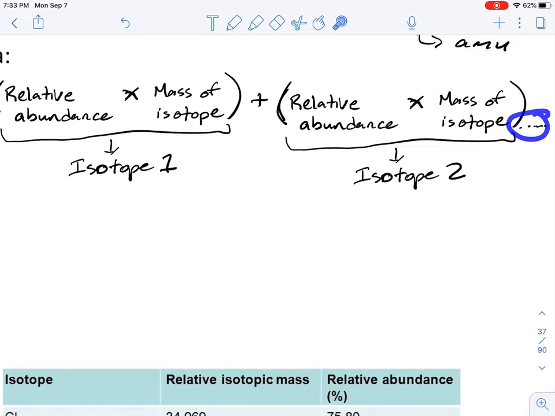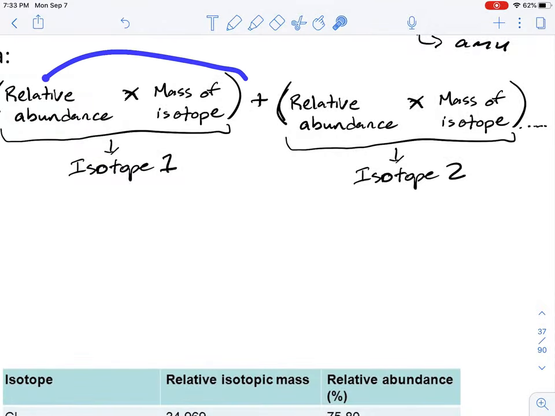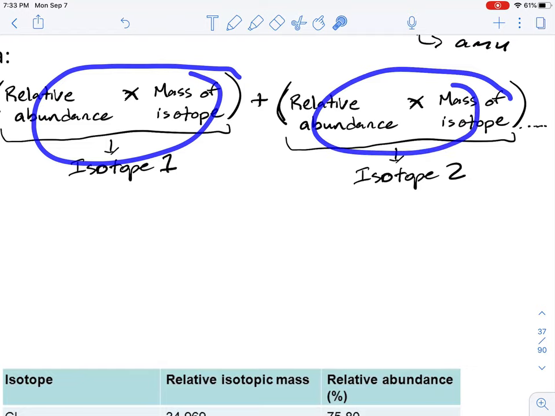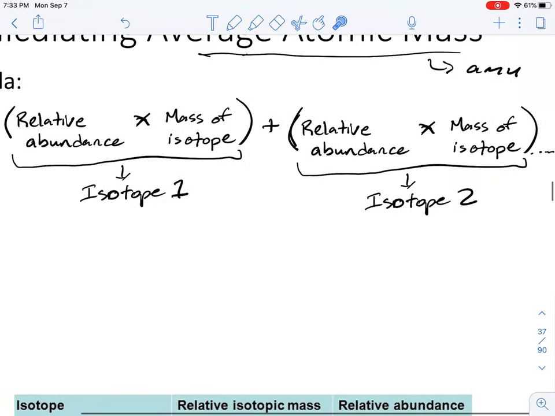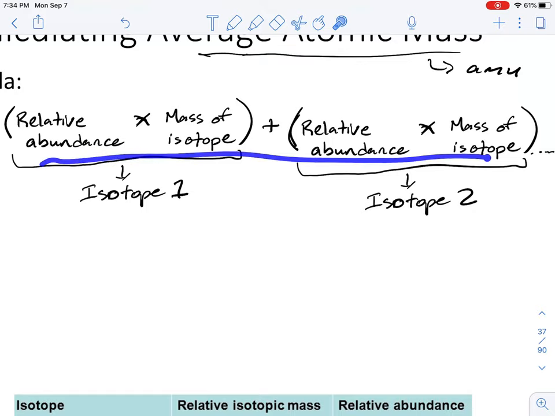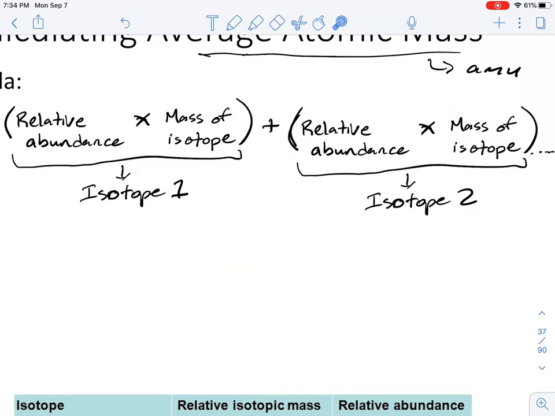So this dot, dot, dot represents a repetition of this generic formula. And we need as many of these patterns that's reflective of the number of isotopes for that specific element. So for example, if there's only two isotopes for that element, then we only need these two. If there are three isotopes for that element, then we need another set of this. So it's going to be plus whatever this is for isotope 3.